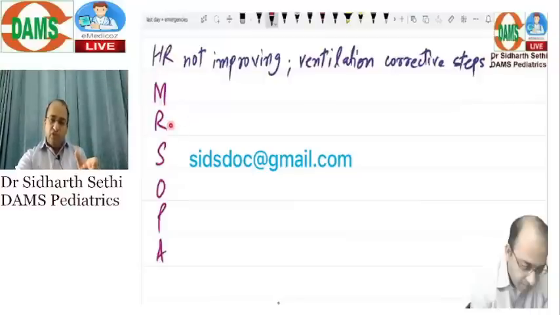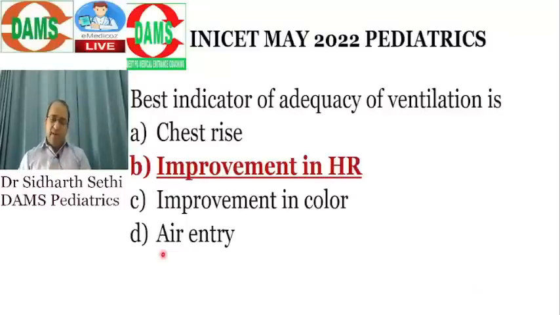R is reposition the neck. S is suction the mouth followed by nose. O is open the mouth and lift the jaw forward. P is you may increase the pressure of your mask in increments of 5 to 10 centimeters of water. And lastly, if nothing is improving, please change the airway. You may go for an endotracheal intubation or a laryngeal mask airway. So the answer to this question was clearly improvement in heart rate.